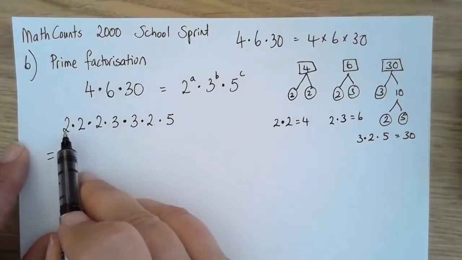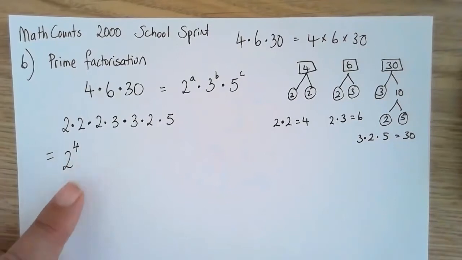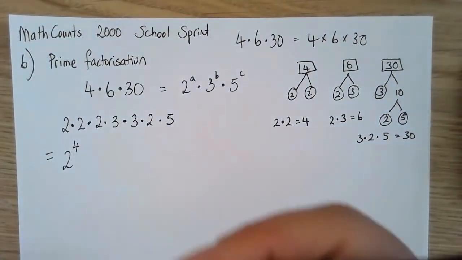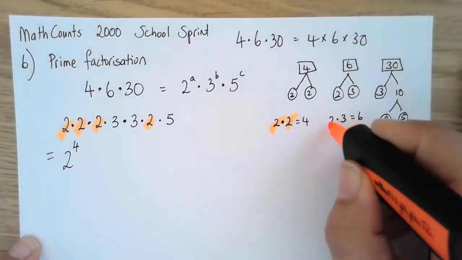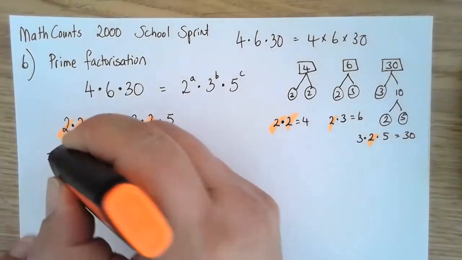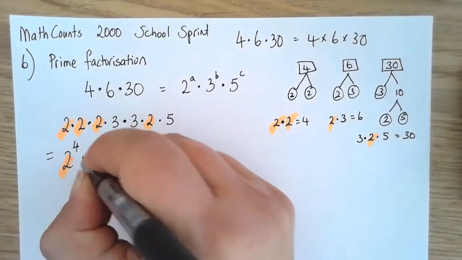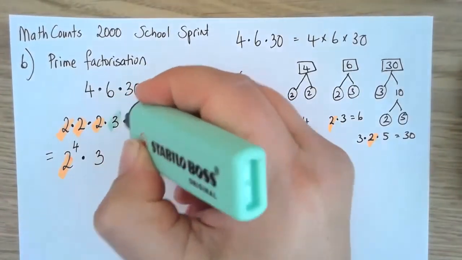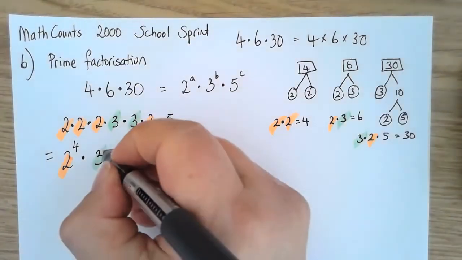Bases of 2: 1, 2, 3, 4. So I can put a 4 up here to represent all 4 of those 2s, which are these ones here. That's what gives me that 2 to the power of 4. We're multiplying. The next base is 3. Going to count up how many 3s we've got. 1, 2. That's the one from there and the one from there. So we've got 2 of them altogether.